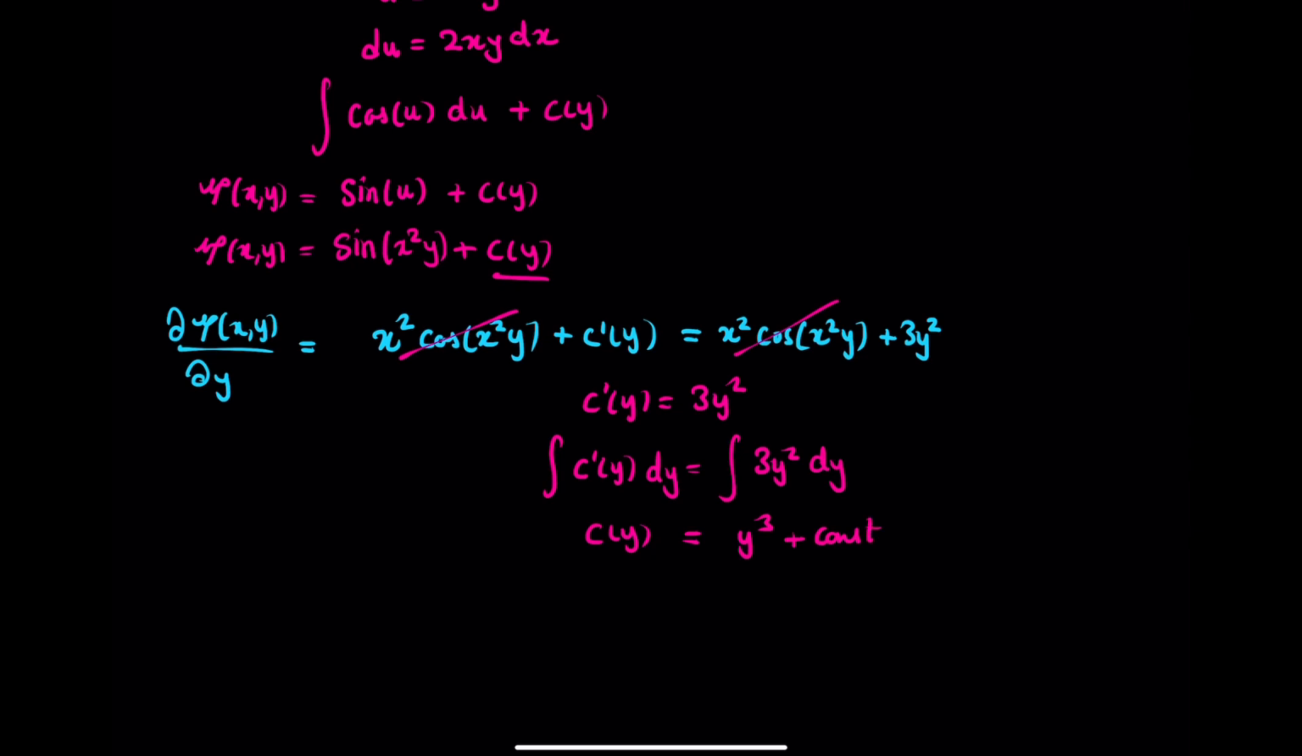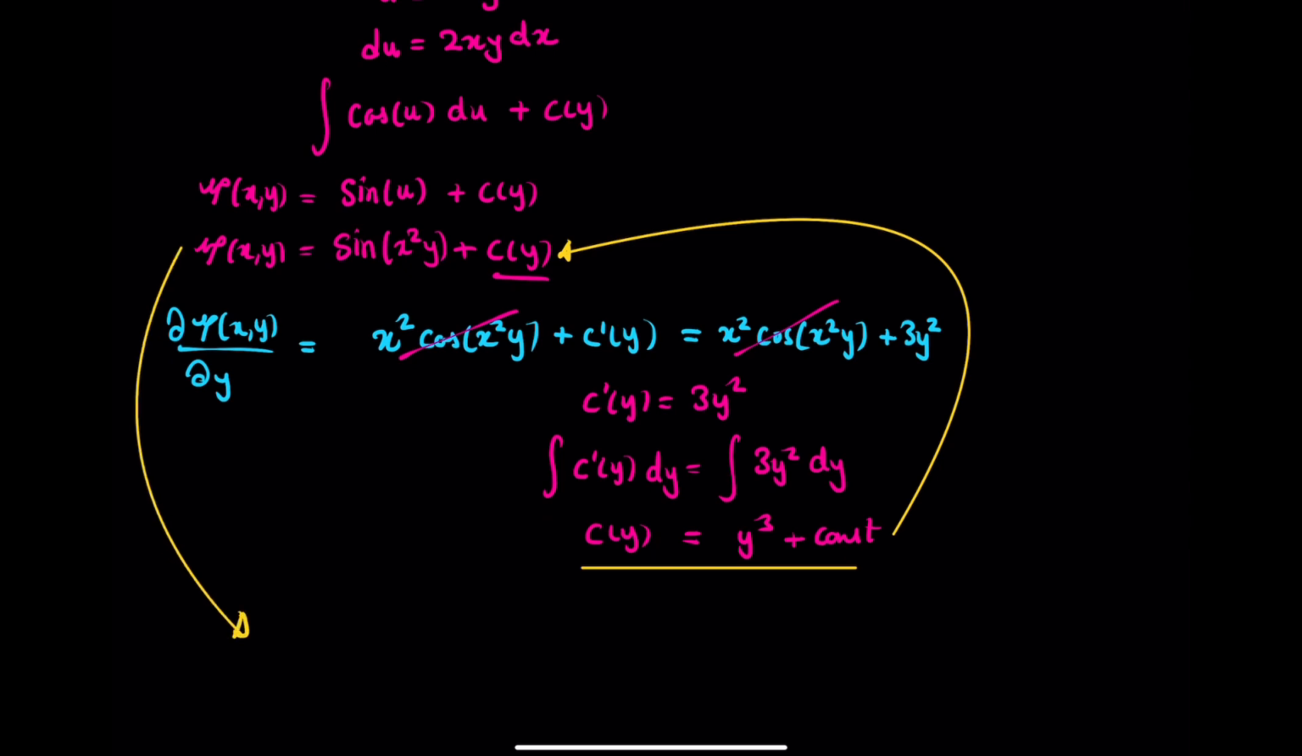And that's great, because now all you have to do is take this and put it into here. Or sorry, not there. That's the u. You put it into here. Right there. And so now, if we put that into there, then you get psi, I keep messing that up. You get psi of x, y is sine x squared y plus y cubed plus some constant.